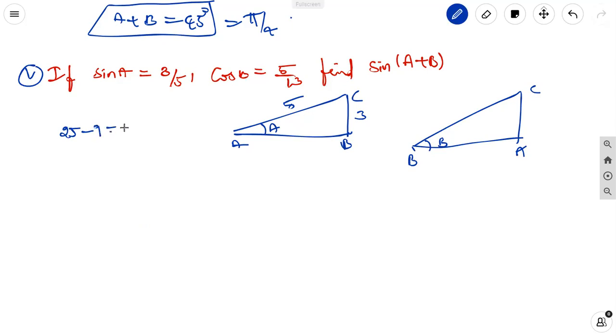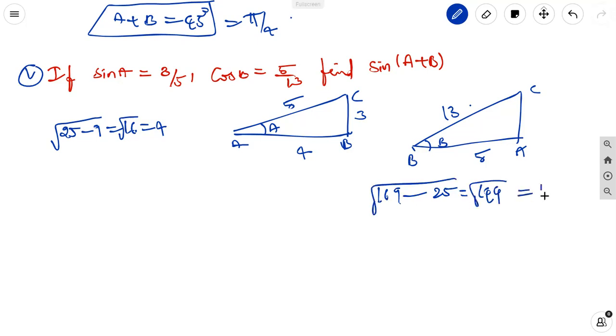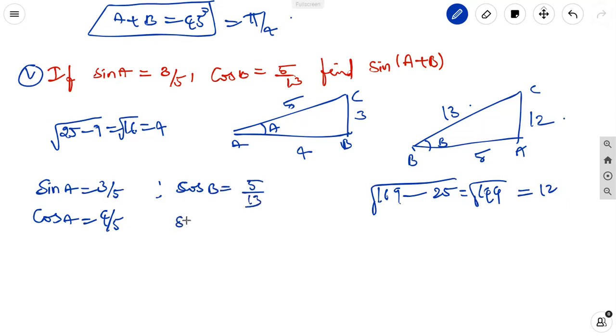25 minus 9 is equal to 16. Under root is 4. It is the adjacent side. Cos B is adjacent by hypotenuse. 169 minus 25 equals 144. Under root, we are getting 12 by using the Pythagoras theorem. So from this, sin A equals 3 by 5, then cos A equals 4 by 5. In a similar way, cos B is equal to 5 by 13, sin B equals 12 by 13.